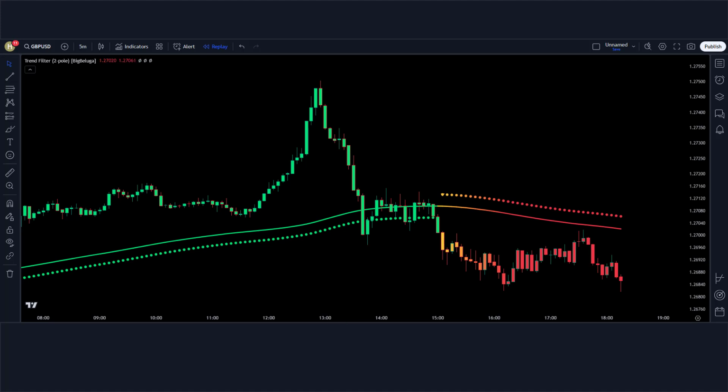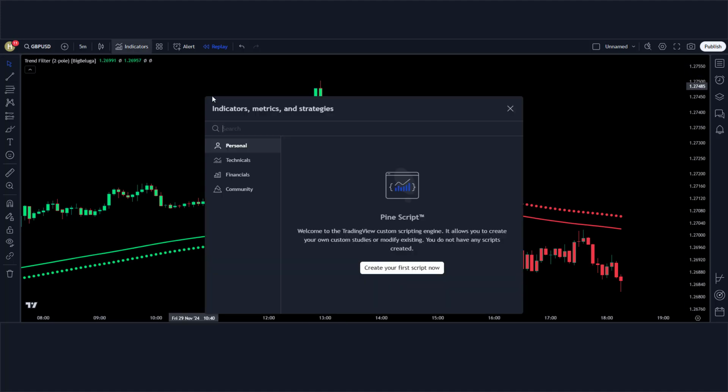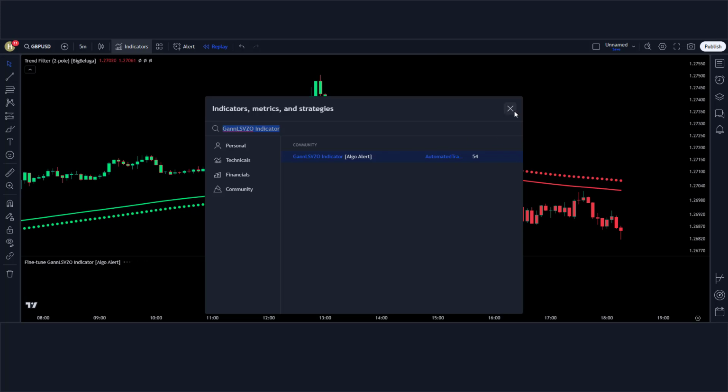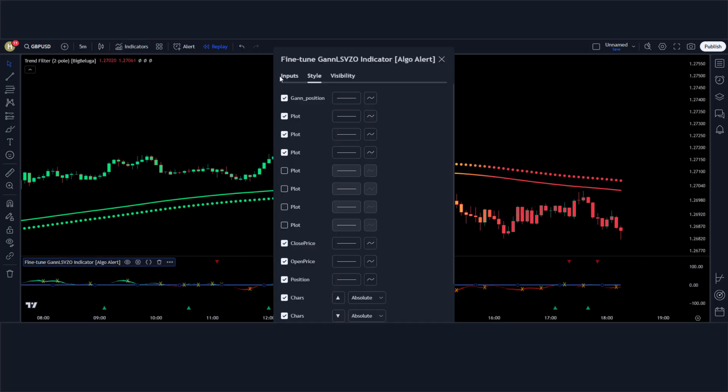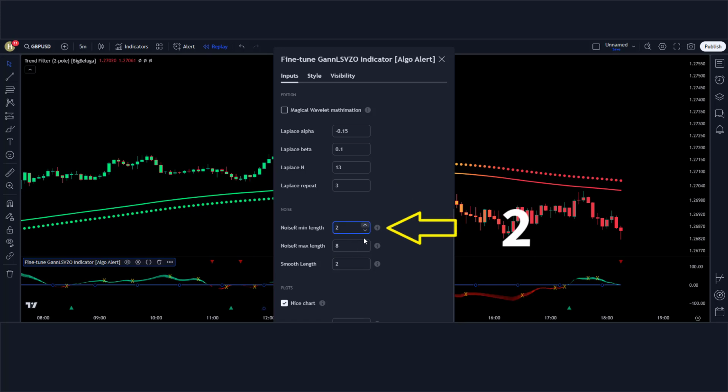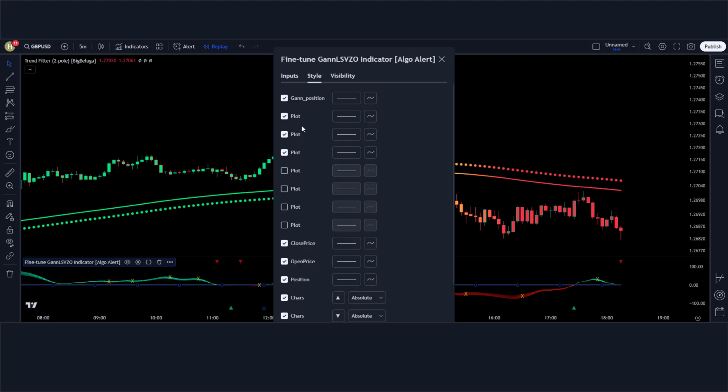After that we have to apply another indicator on the chart. Second indicator name is GAN-LSVZO indicator. Let's change the settings of the indicator. Laplace N 13. Laplace repeat 3. Noise R min length 2. Noise R max length. Now our trading setup is completely ready.